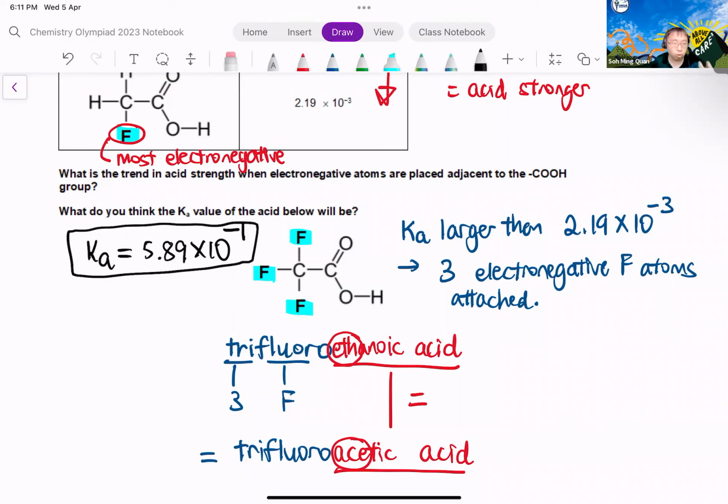Now, I've spent a fair bit of time talking about Ka and how it's related to acid strength. Hopefully, you know now, if Ka is larger, the acid is stronger. And I hope you can see this ties in very well with database skills. If I were to give you the trends and data, can you actually infer the trends? Can you actually use these trends to do some predictions? I hope the answer is yes, because these are the skills that you need as a pure chemistry student.